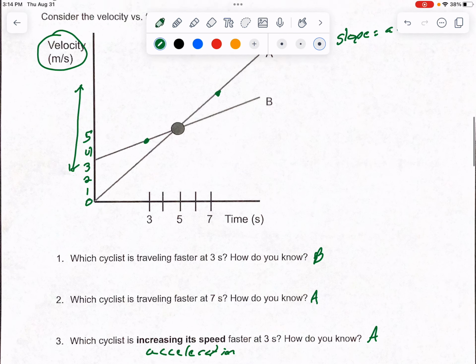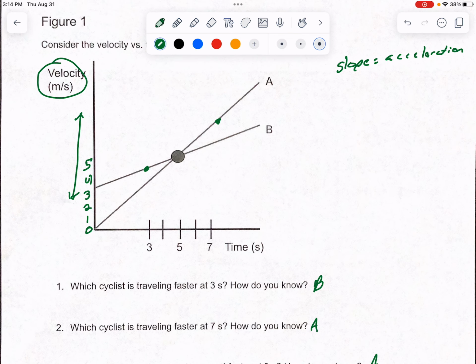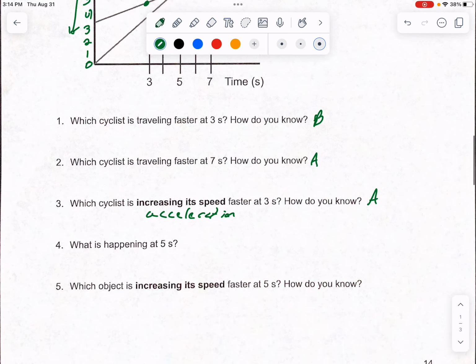Now what's happening at 5 seconds? At 5 seconds, if you look to the left, they're going to have the same velocity. Not the same position. That's easy to mix up because that's what we talked about in the last unit. But A and B could be totally somewhere different. It really has nothing to do with their position. We're just looking at their velocity and how fast they're going. So at 5 seconds, they would have the same velocity.